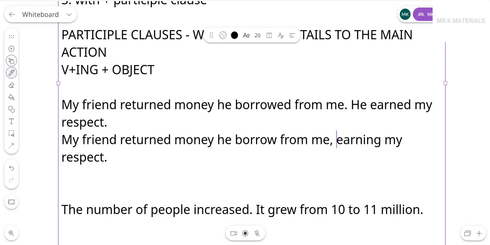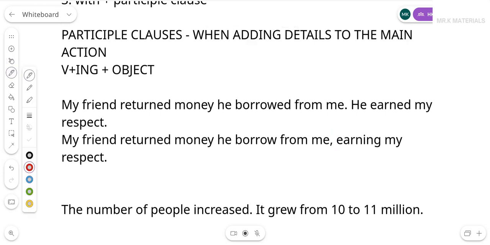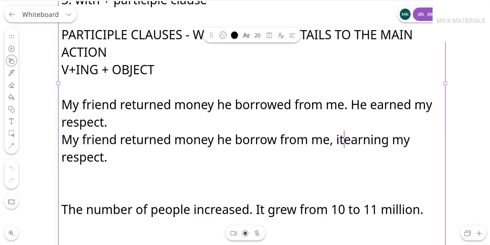Alright, why am I saying this? Because it's a really common mistake for candidates to mention the subject again here, like "it earning respect" or "he earning respect," or fully confusing the structure.